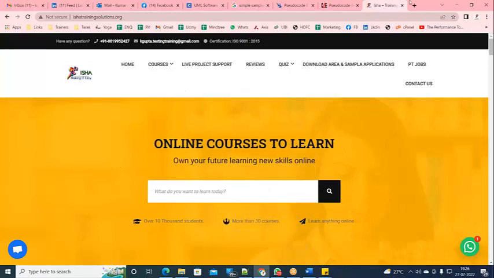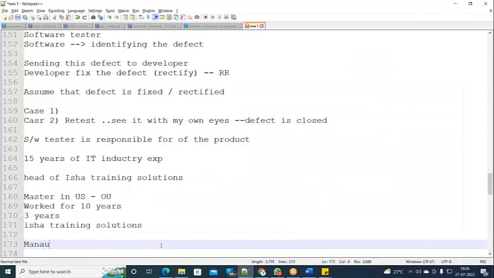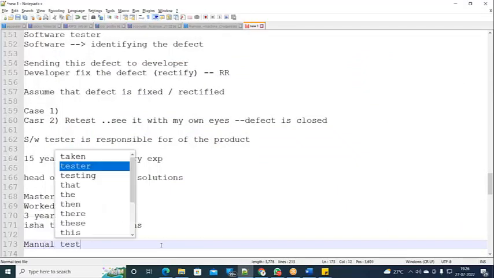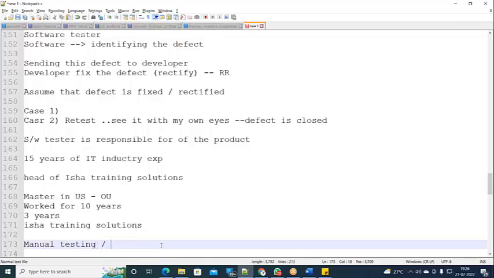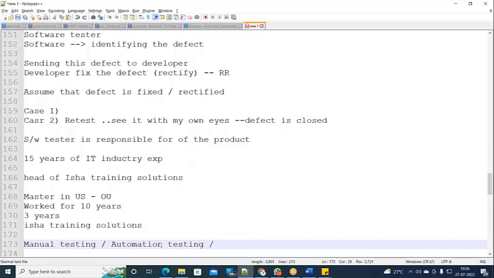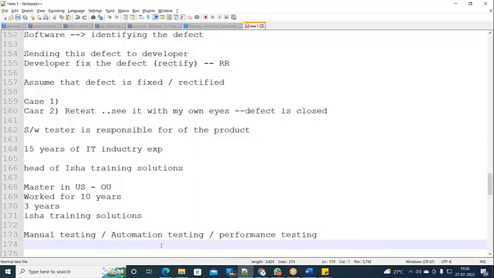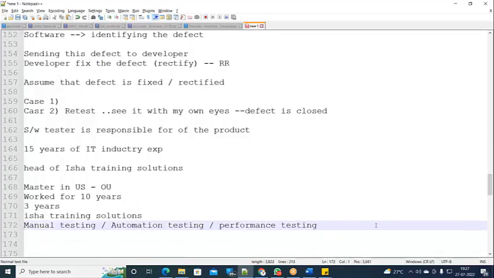My skill set is mainly manual testing, then automation testing. I'll talk about what automation is at a later point of time. And performance testing. Again, this class is not for performance testing, so I'm not going to teach anything about performance testing in the class. So this is my profile, guys. If you have any questions, tell me.